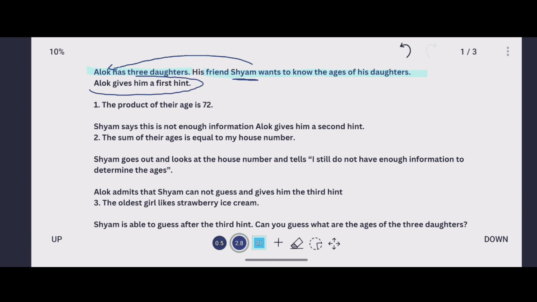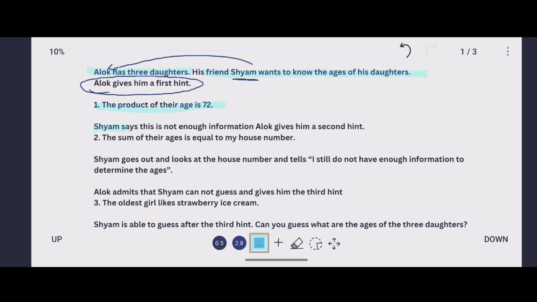Now, in order to determine the ages of the daughters, Alok gives him a first hint. Okay, so Alok gives a hint to Sham. The first hint is the product of their ages is 72. Okay, so the first hint is what? The product of the ages of all the three daughters is 72.